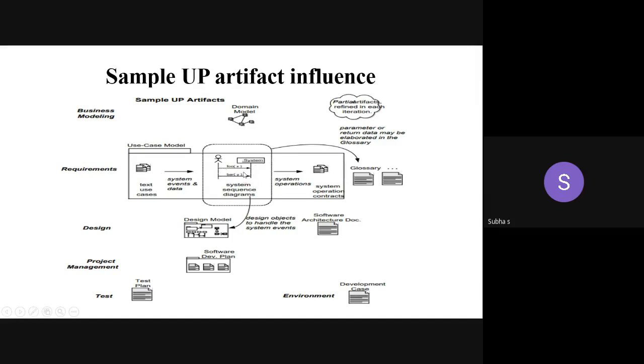Then after making the sequence diagram, the system operations will be done. Those things are stored in the glossary. Like a dictionary or a database, we have a glossary, a list of items that are needed for the particular data model or the domain model. So all these things are present in the requirements phase.